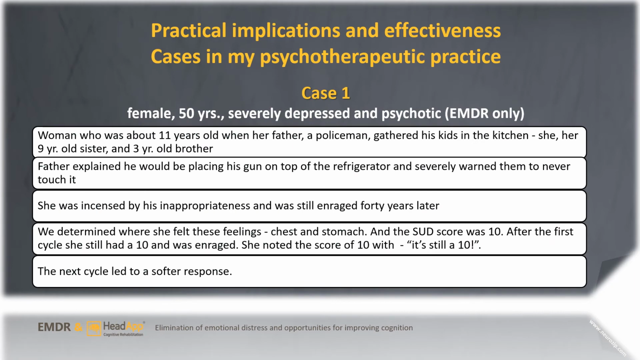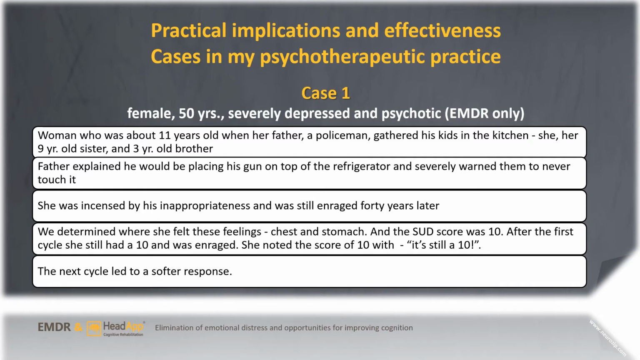Okay, I'll be discussing cases from my practice, and I've chosen 3 of them that are very interesting. I think you'll agree. The first is a white female, 50 years old, severely depressed and psychotic. And I must mention the proviso that I did not do any cognitive program to correct dysfunctions because I did not know of their existence.